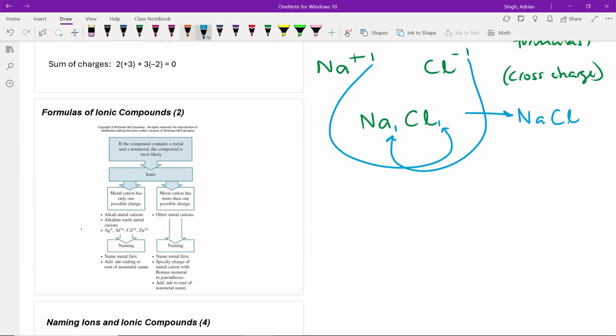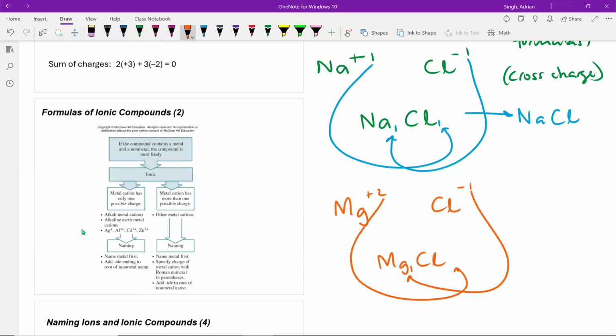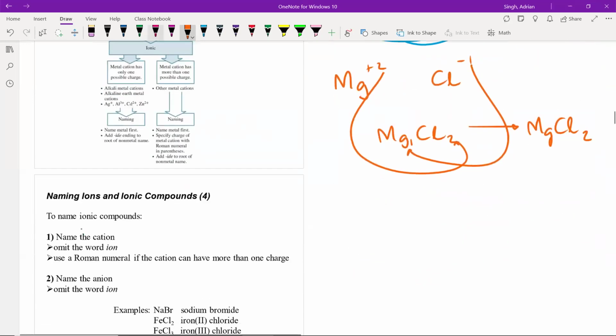If I have something slightly different, let's say magnesium and Cl. We know the Cl is -1. Magnesium's in group 2, so it's +2. I write MgCl. The charge on the Cl, just the number now, not the sign, becomes a subscript on the magnesium: the 1. The 2 becomes a subscript on the chlorine. This then becomes MgCl2 as your formula.